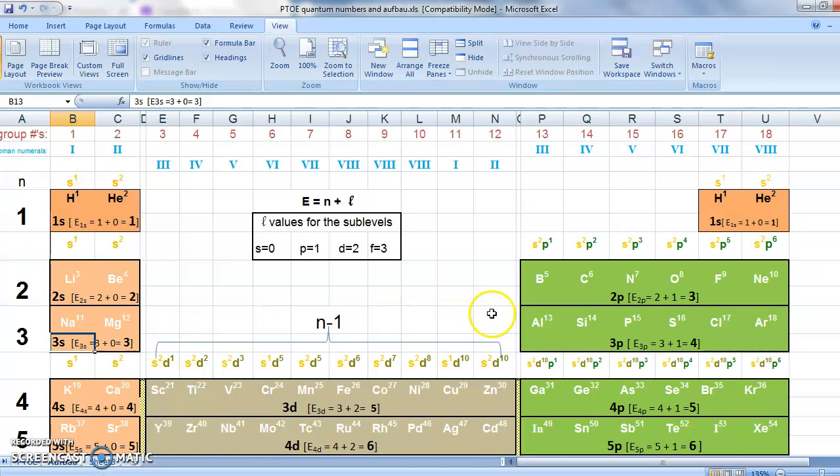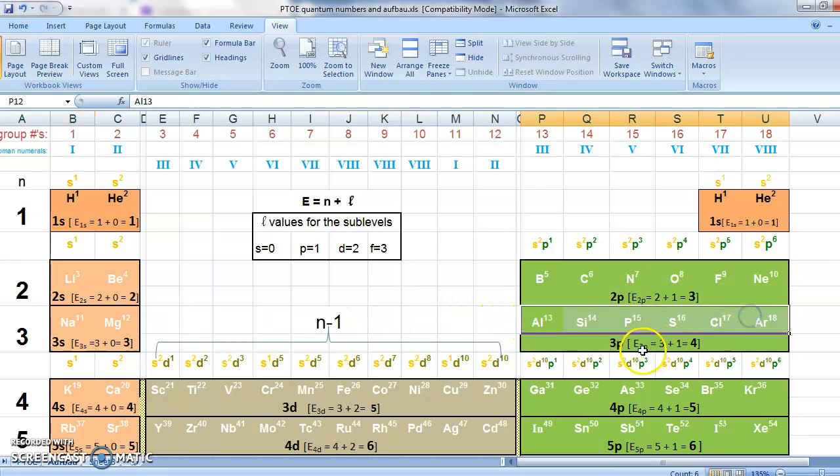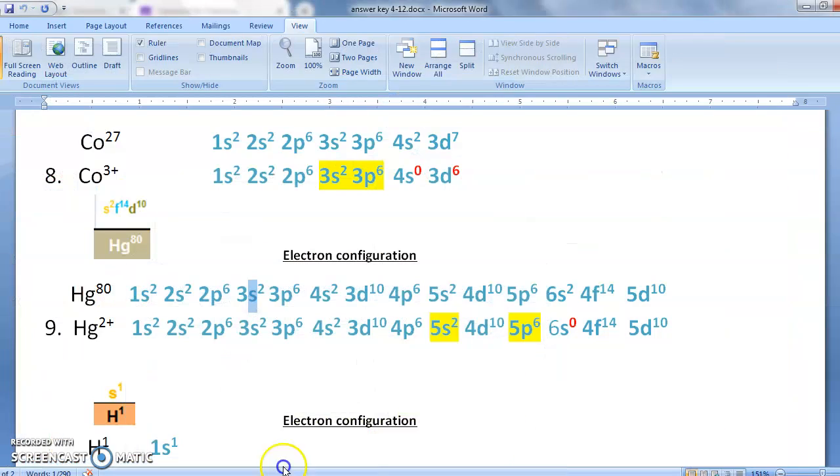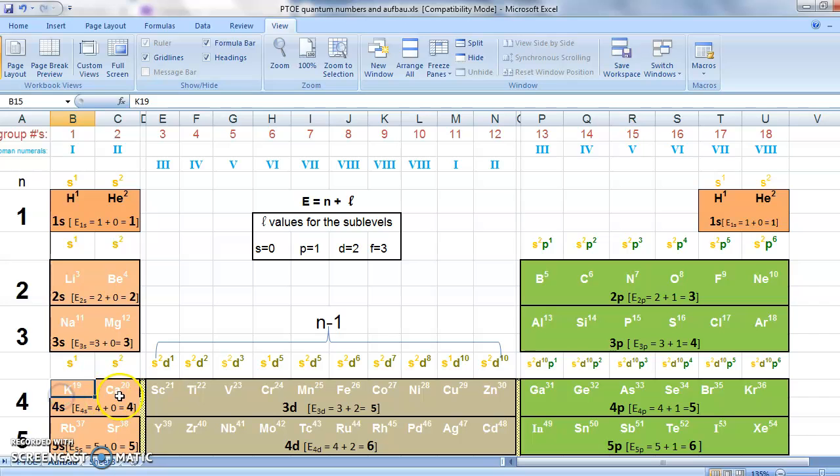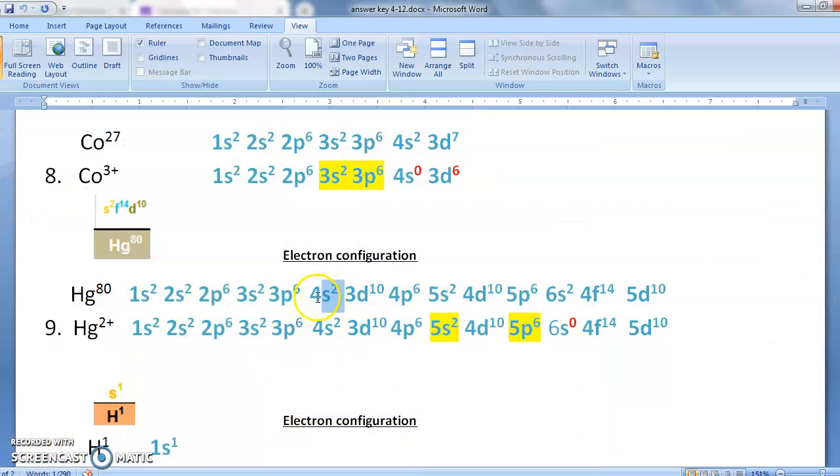After that I proceed on. After the number 12 is 13. 13 through 18. That's 6 elements. 6 elements in the 3p. So I write 3p6. After number 18, I come to number 19. Number 19 and 20 are in the 4s. There's 2 elements there, so I write 4s2.